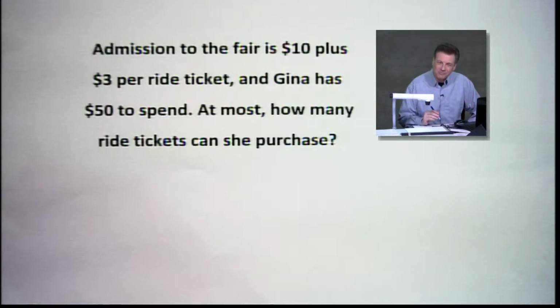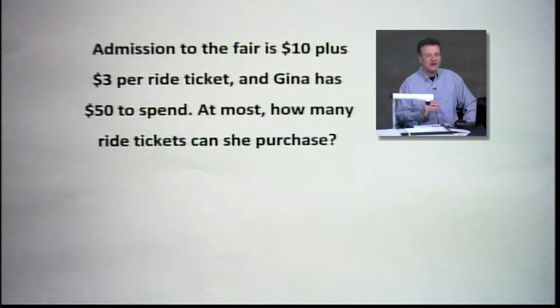So she's got about $1 left over, but she can't buy a ticket for $1. You've got to have the $3 in hand. So what's going to happen is we're going to subtract, we're going to get 40, and then divide that by 3. A lot of you are saying, well, we divide 3 into 40. It does. It doesn't go evenly. It goes 13 times. And she is going to have $1 left to go home with. But 13 ride tickets is all she can buy.